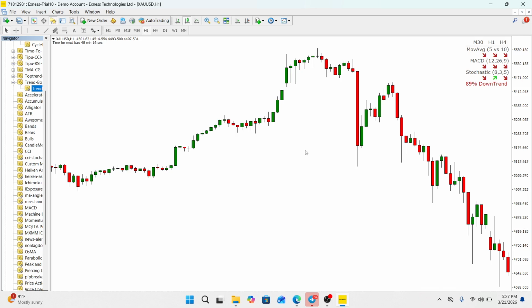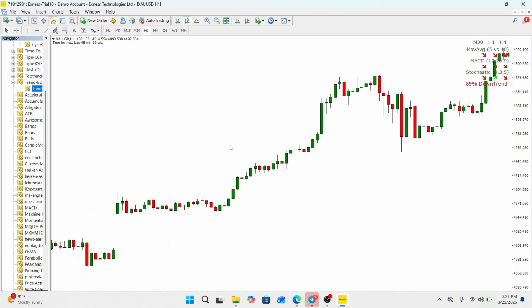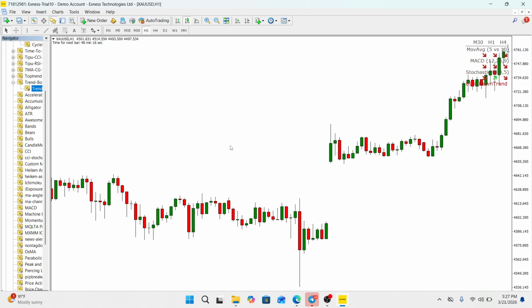Behind the scenes, it uses moving averages, momentum filters, and trend algorithms to convert raw price data into clear trend signals, reducing the need for subjective interpretation.